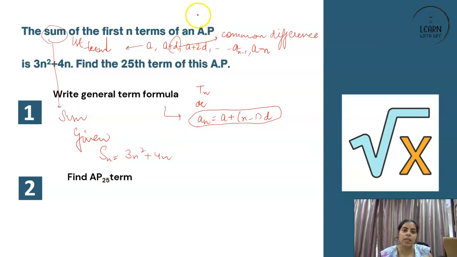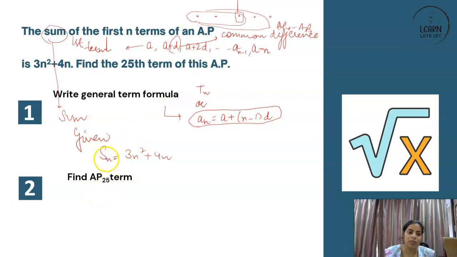Listen to me now. If there are 1, 2, 3, 4, 5 terms, see, the sum of 3 terms is this plus this plus this. The sum of 4 terms is this plus this plus this plus this. In order to find out the fourth term, what do you have to do? Subtract these two results. So you will write S4 minus S3. That means till the 4th first you take the sum, then till the 3rd you take the sum, and then you subtract. So the same we are going to do here.